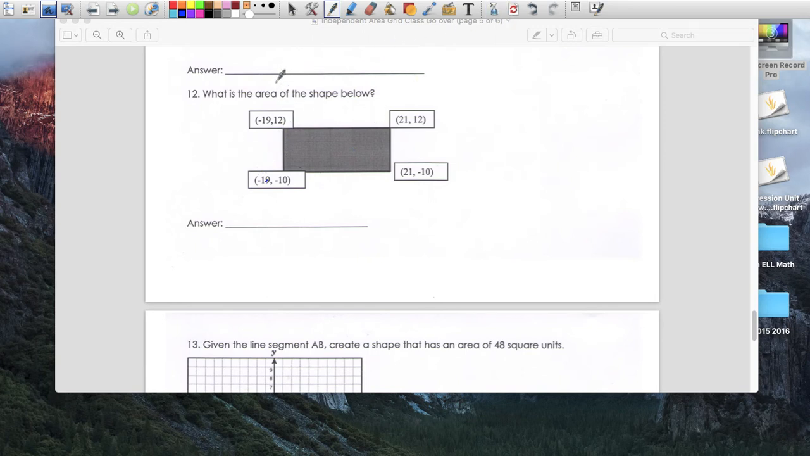One is 12 floors above the x-axis, and the other one's 10 floors below the x-axis. So what's the distance between negative 10 and 12? If you were on the negative 10th floor and you had to go all the way to the 12th floor, how many floors would you travel?